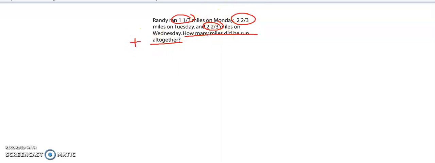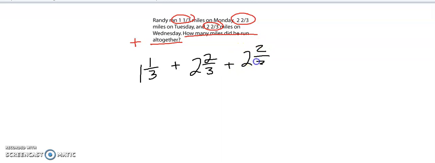So let's write down our fractions here. So we have 1 1/3 plus 2 2/3, plus 2 2/3. Now, when we're adding mixed numbers, what we want to do first is look at the fractional parts. So we want to look at the 1/3, the 2/3, and the 2/3. And our first goal should be to find and group mixed numbers in which we can create wholes.